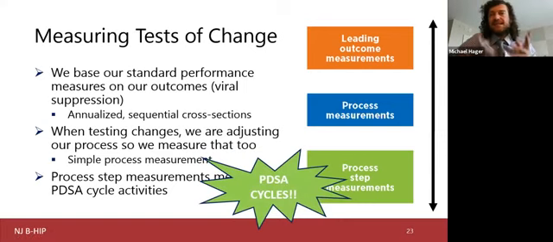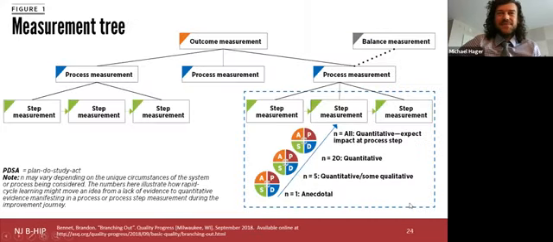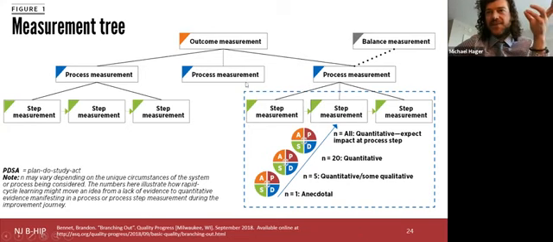So the PDSA cycles is where we see our process step measures. That's where they live. This document is from the American Society for Quality within their periodical, which is called Quality Progress. They had an article called Branching Out, and this diagram is drawn from Branching Out. And Lori was just showing the periodical itself.